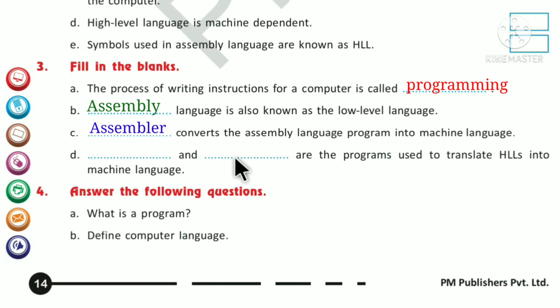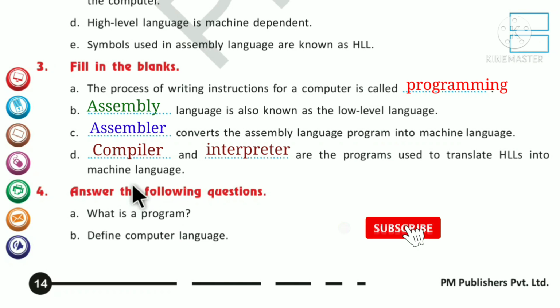D. Dash and dash are the programs used to translate HLLs into machine language. Compiler and interpreter. Compiler and interpreter are the programs used to translate HLL into machine language.